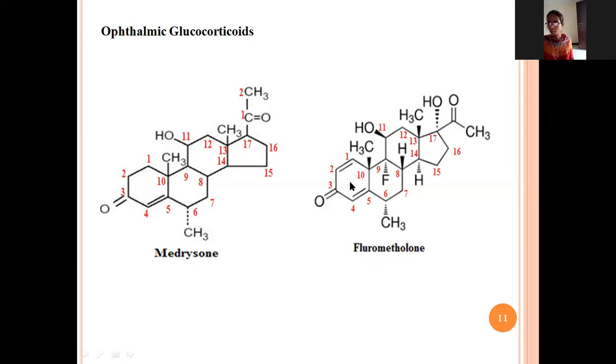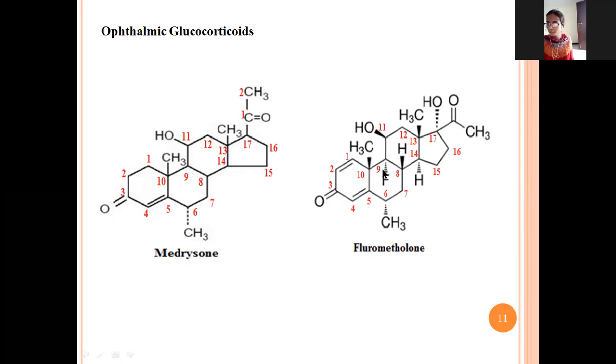Next one, this is the phenanthrene. 3 6-member rings are the phenanthrene, and this is a cyclopentane. In the 3rd position, oxygen is there. Here in the 11th position and 17th position, hydroxyl group is present. In the 10th and the 13th position, methyl groups are present. In the 17th position, acetyl group is there.